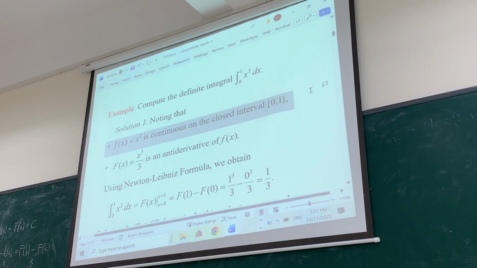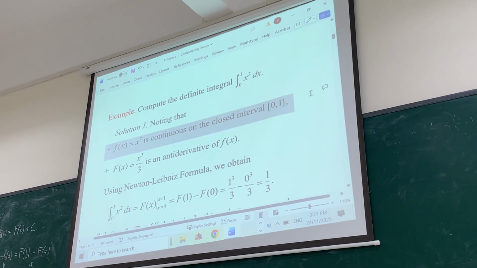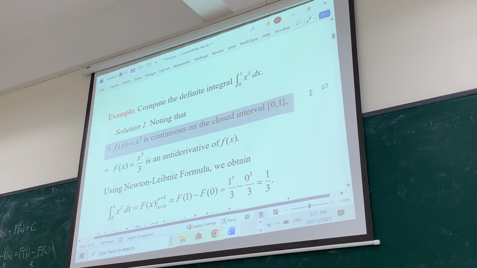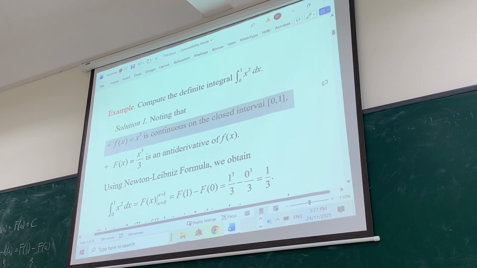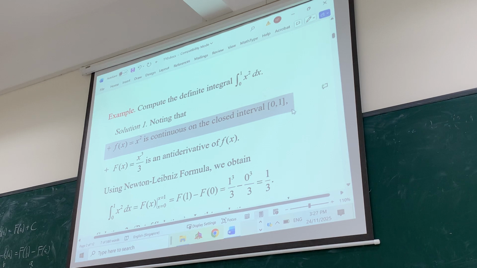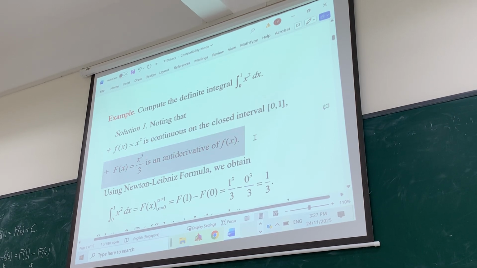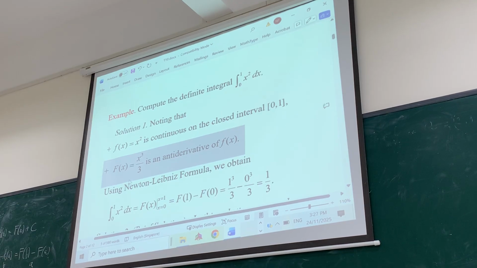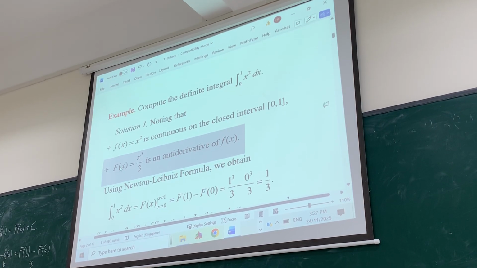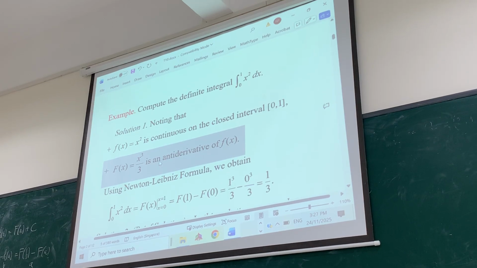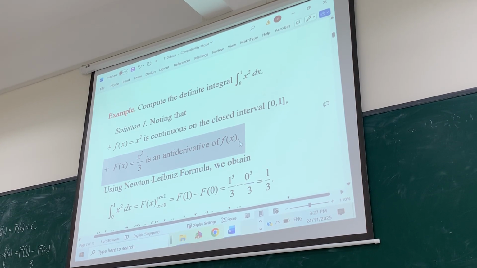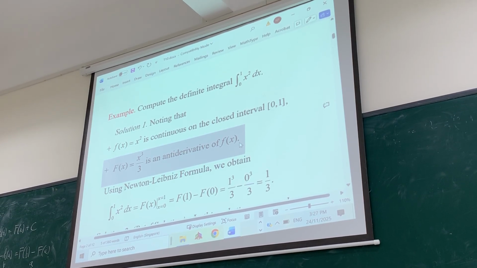First of all, we check the condition for the fundamental theorem. You can see the function f is continuous on the closed interval [a, b]. To continue, it is very easy to see that capital F equal to x cubed over 3 is an antiderivative of the function f.